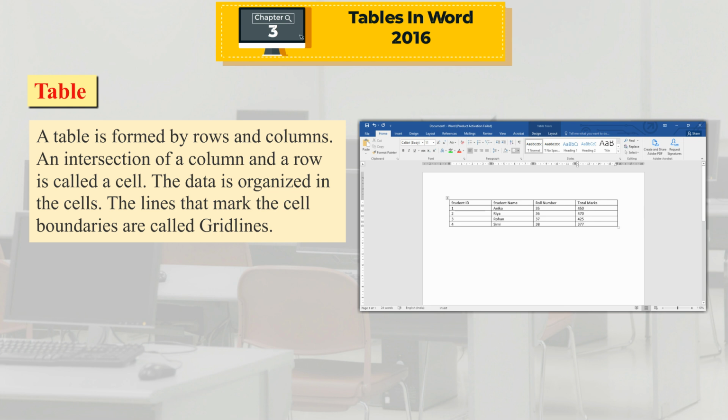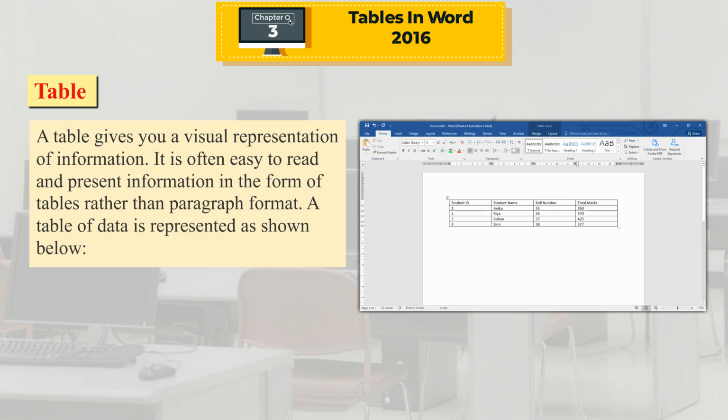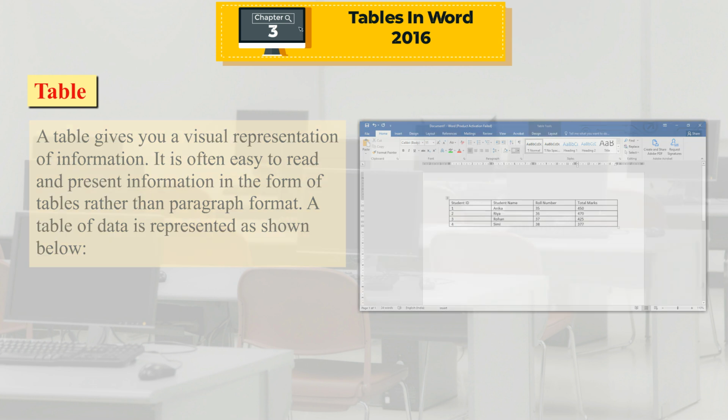An intersection of a column and a row is called a cell. The data is organized in the cells. The lines that mark the cell boundaries are called grid lines. A table gives you a visual representation of information. It is often easy to read and present information in the form of tables rather than paragraph format. A table of data is represented as shown below.